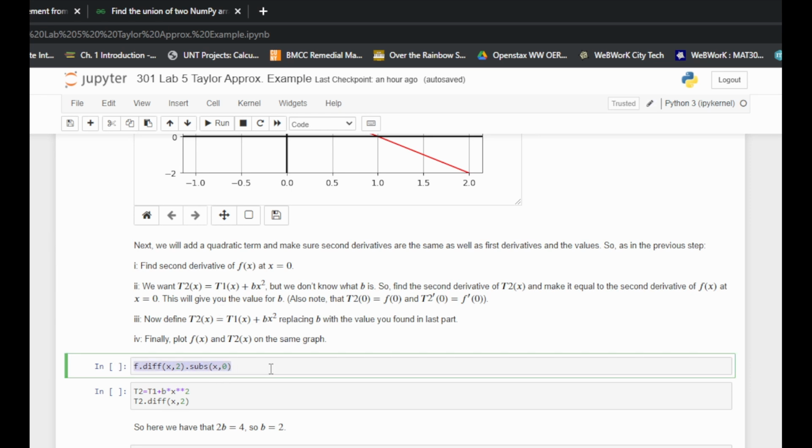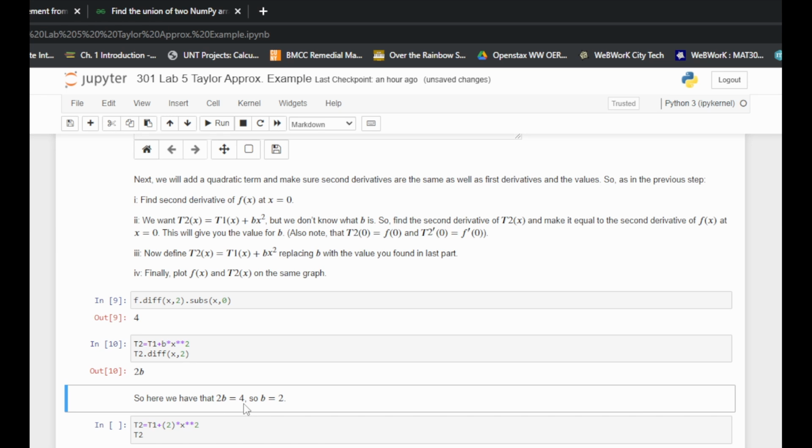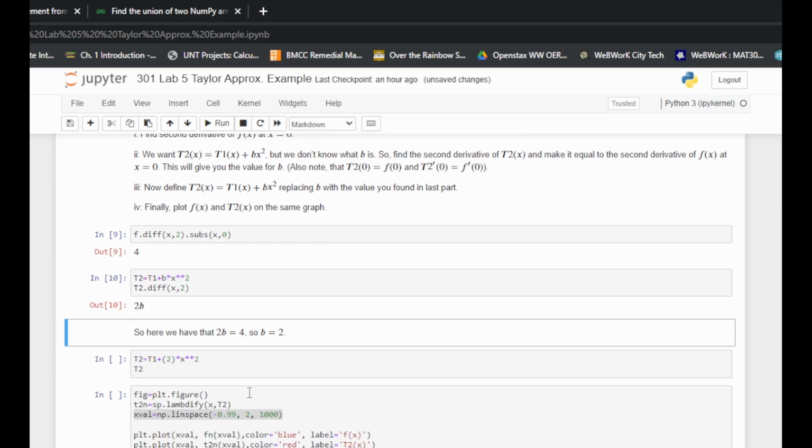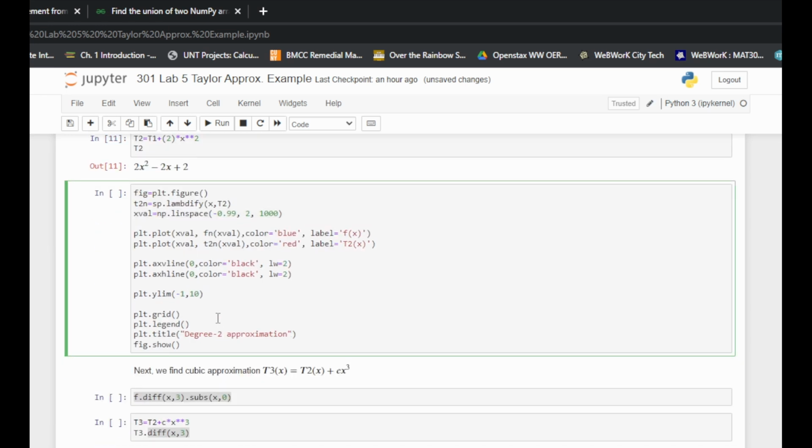So here's the second derivative of f evaluated at 0. It's 4. Now we create t2, which is t1 plus b times x squared, and we'll find the second derivative of that. It equals 2b. So 2b equals 4, and therefore b is 2. So again, we redefine our t2 to be t1 plus 2 times x squared. This gives us this quadratic function, 2x squared minus 2x plus 2. And now we plot. We will plot both our function and our quadratic approximation.